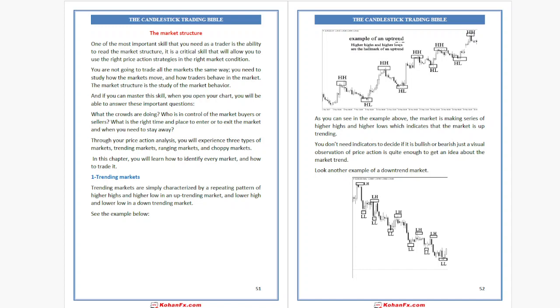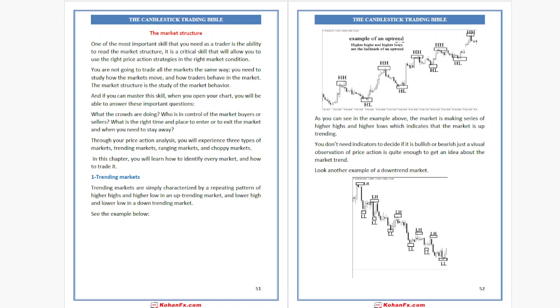First, trending market. Trending markets are simply characterized by a repeating pattern of higher highs and higher lows in an uptrending market, and lower highs and lower lows in a downtrending market. See the example below. You can see higher high, higher low, higher high, higher low. As you can see in the example above, the market is making a series of higher highs and higher lows, which indicates that the market is uptrending.